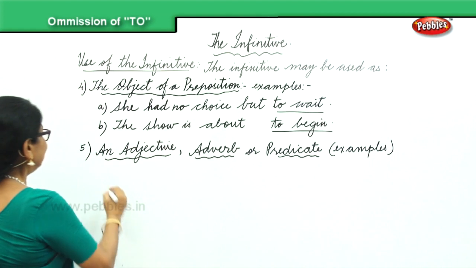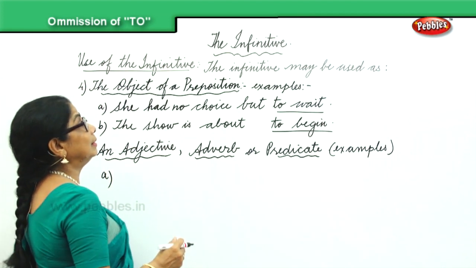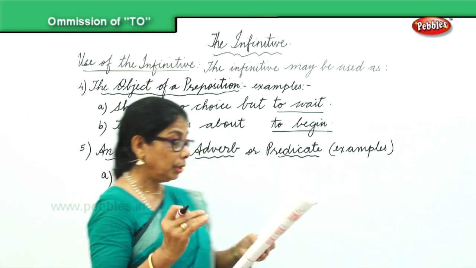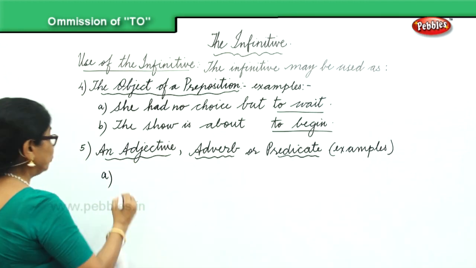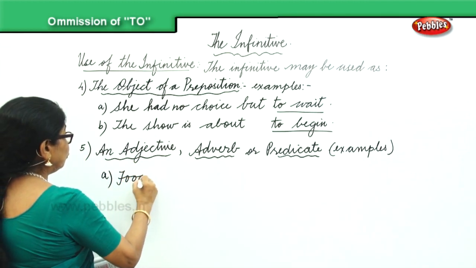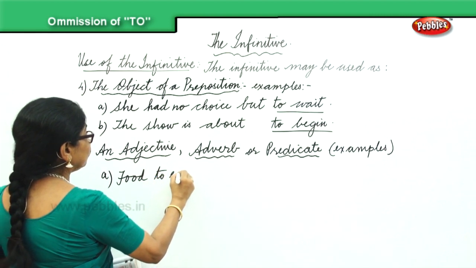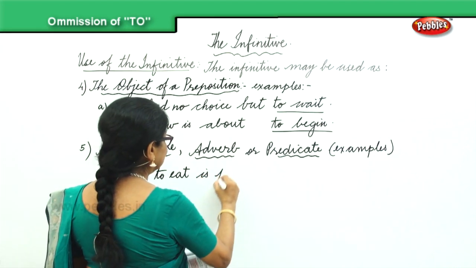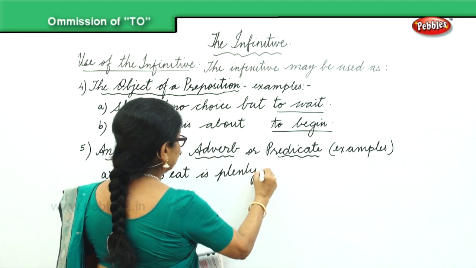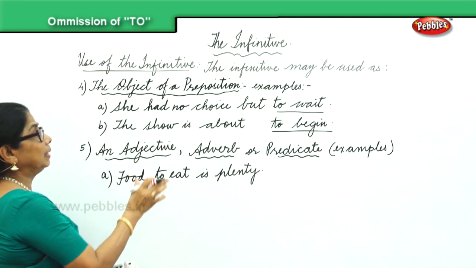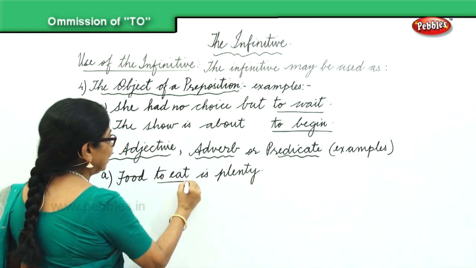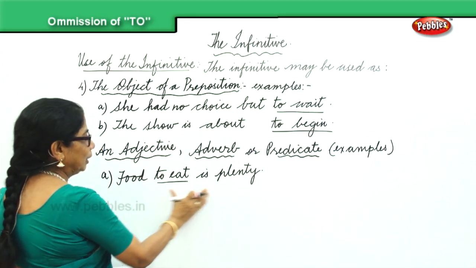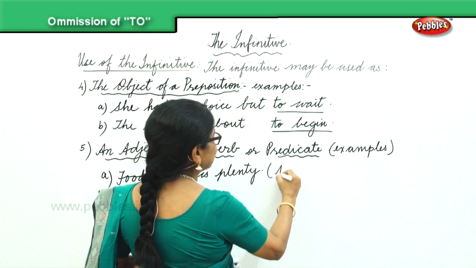What are these examples? The first one is the infinitive used as an adjective. Food to eat is plenty. We're talking about adjective. The infinitive to eat may be used as an adjective. Food to eat is plenty. So here it's used as an adjective.